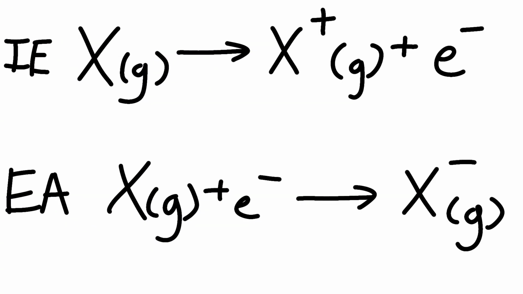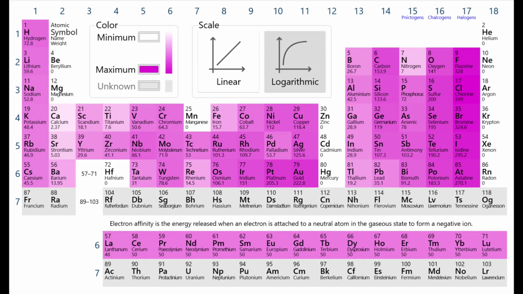The last trend we're going to be looking at today is called electron affinity. Electron affinity is simply the energy that's released when an element gains an electron. So when it goes from gaseous X, gains an electron, and becomes gaseous X minus anion. So this trend is arguably the most complicated out of all of them. So let's bring up the periodic table. And as you can see, this is kind of messy.